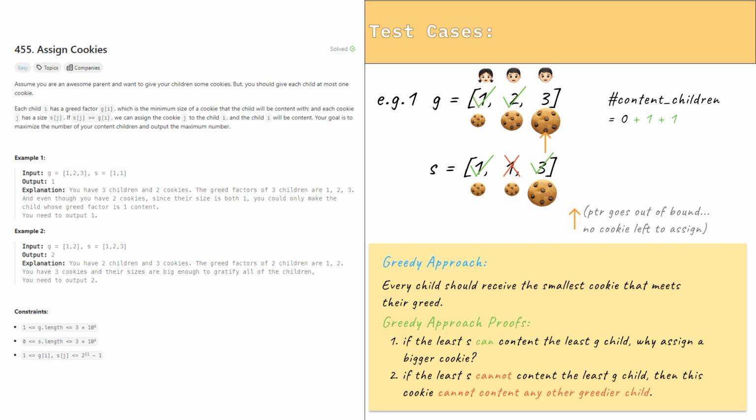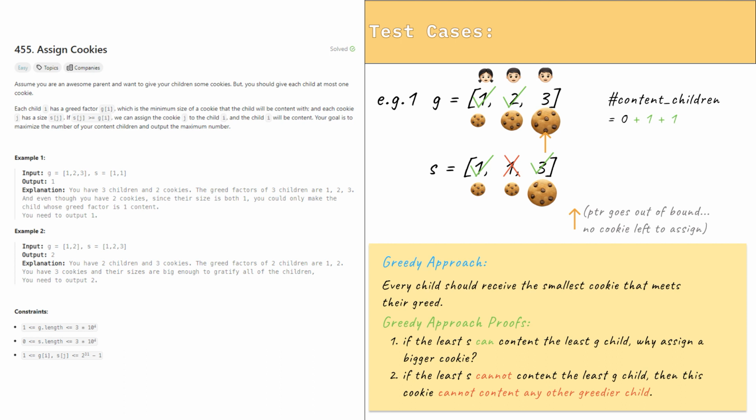By analyzing this example, we can come up with a greedy approach such that every child should receive the smallest cookie that meets their greed. Before we use any greedy approach, it is very important for us to provide logical proof for our greedy approach, because greedy approach, by its very nature, only aims for local optimization, which may not lead to global optimization. We need to prove that local optimization will finally lead to global optimization.